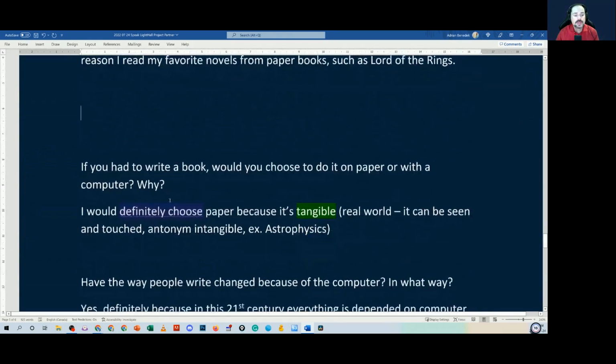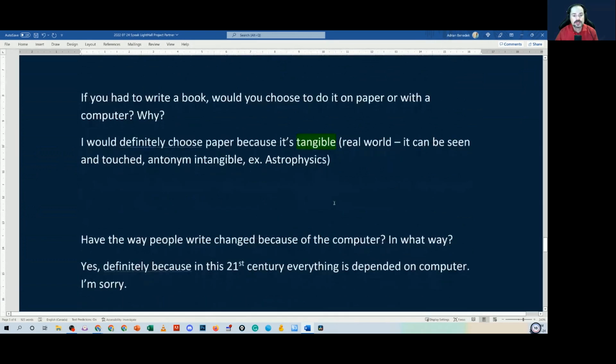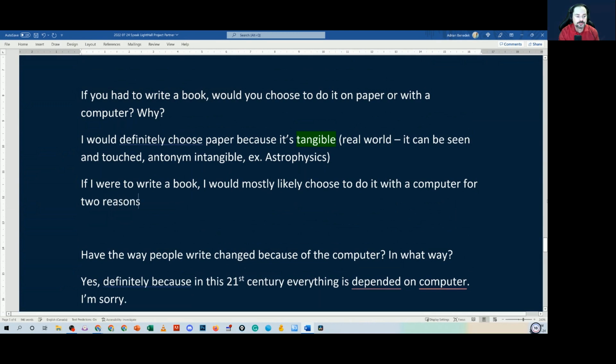Okay, now, next one. And Roshni, pay attention here because this is a conditional. So you did not use the condition in your answer. Here, the question is, if you had to write a book, would you choose to do it on paper or with a computer? If I were to write a book, I would most likely choose to do it with a computer for two reasons.